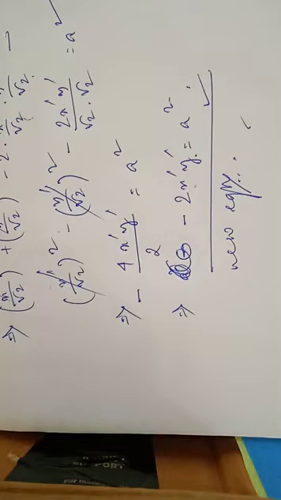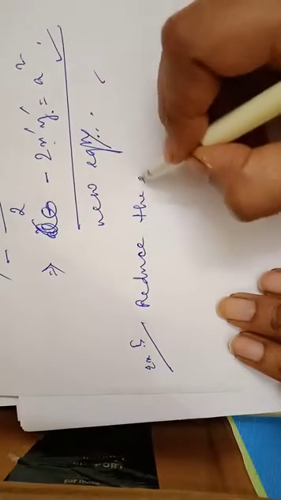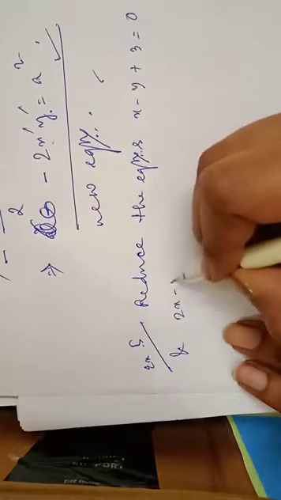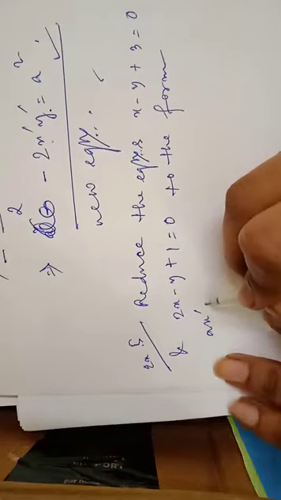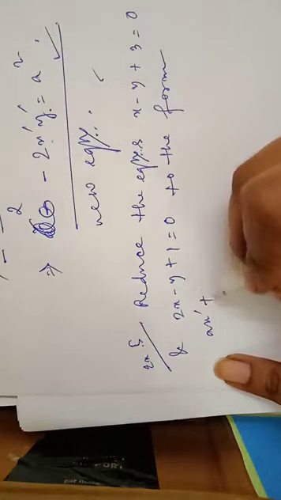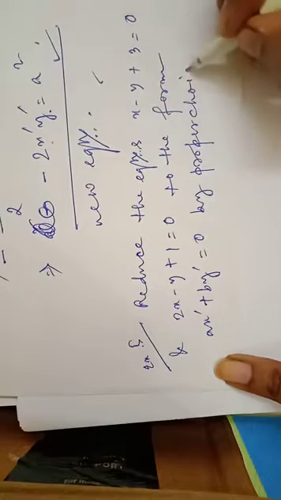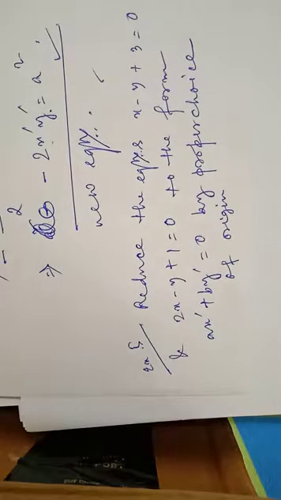Let's solve the next question. Example 5. Reduce the equations x minus y plus 3 equals 0 and 2x minus y plus 1 equals 0 to the form a x dashed plus b y dashed equals 0 by proper choice of origin. By proper choice of origin.